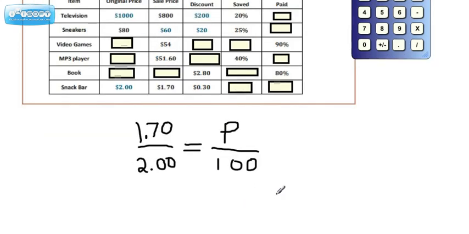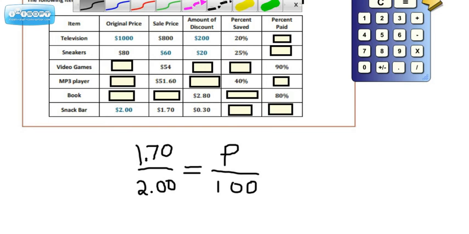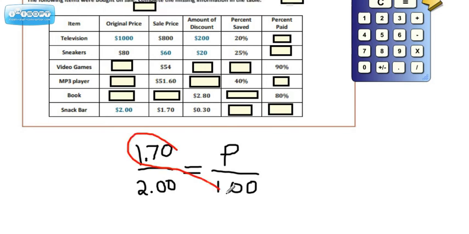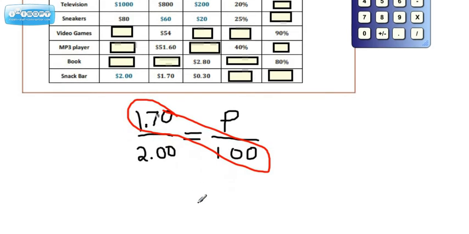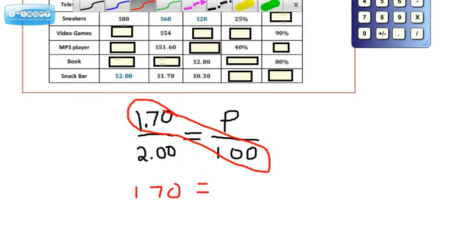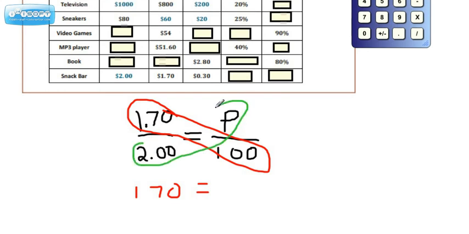All right, so now we can use cross products here. So let's say we're going to do this cross product first. Anytime you're multiplying a number times 100, it's the same as moving the decimal 2 to the right. So that would be the same as 170. All right, and then the other cross product would be right here, 2 times P. So I'm just going to write it as 2P. You can write it as 2 and 0, or $2 with the two zeros if you want it.